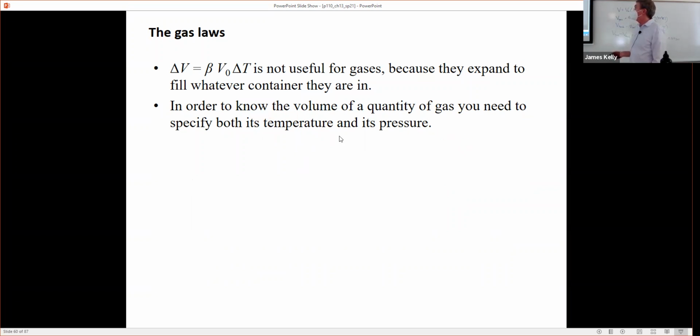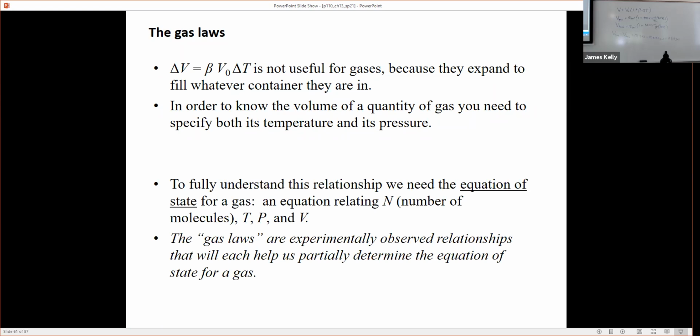And the question we want to address now is, what's the relationship between volume, temperature, and pressure? Many of you have seen this before in your chemistry classes or physics classes. We're going to consider what's called an ideal gas, where the individual molecules don't interact much with each other, but rather most of what they're doing is banging into the sides of the container.